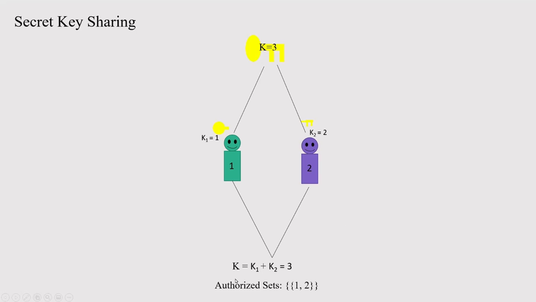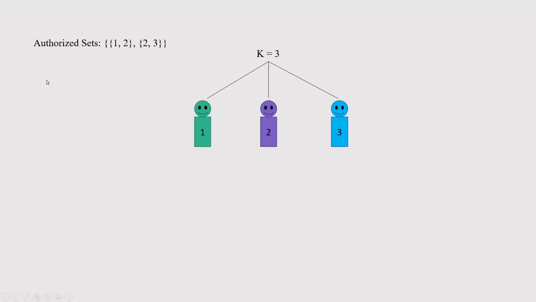We form what's called an authorized set with participant 1 and 2. This defines them as being able to come together and combine their partial keys to form the whole key. We can also have secret sharing schemes of more than one authorized set. So in this example, we're going to define 1 and 2 as being able to form a whole key, and 2 and 3 as being able to form a whole key. Only these groups should be able to decrypt the message.